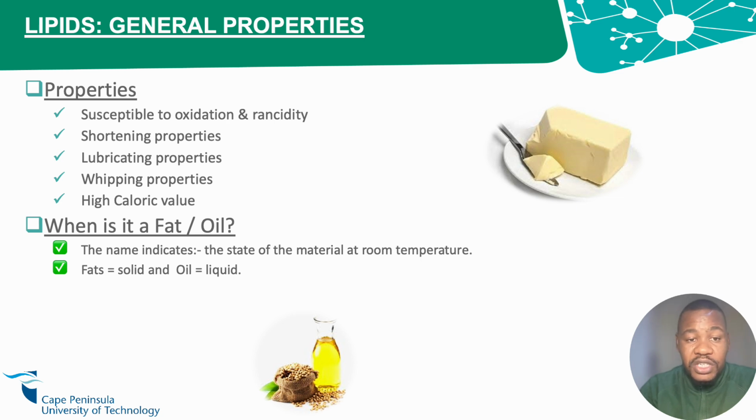So we ask the question, when is it a fat and when is it an oil? It is a fat or an oil depending on the state. The name indicates the state of the material at room temperature. If at room temperature the material is solid, we would say it is a fat. If it's a liquid, we'll say it's an oil.